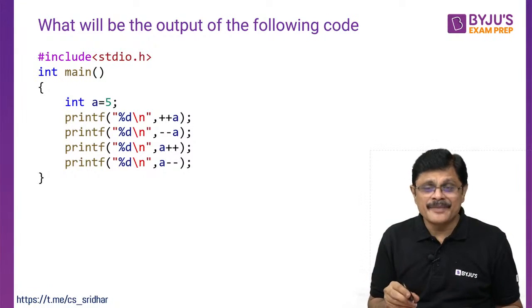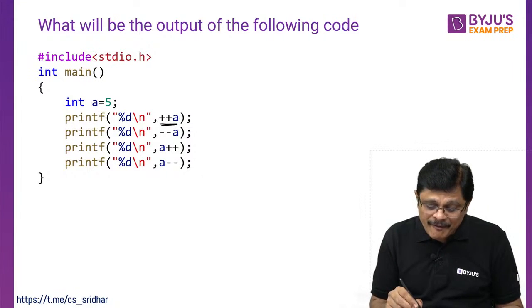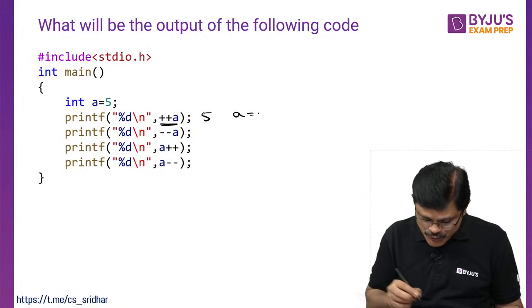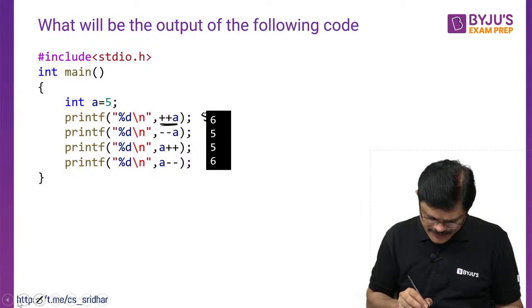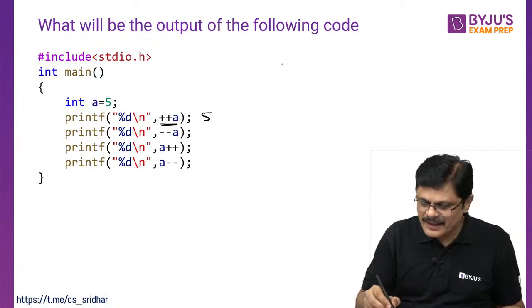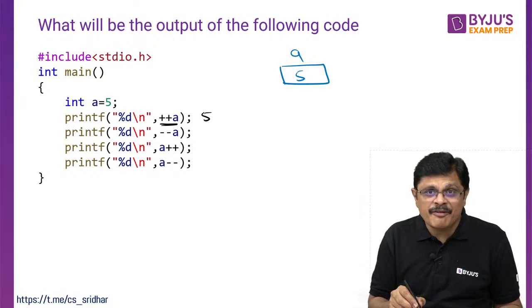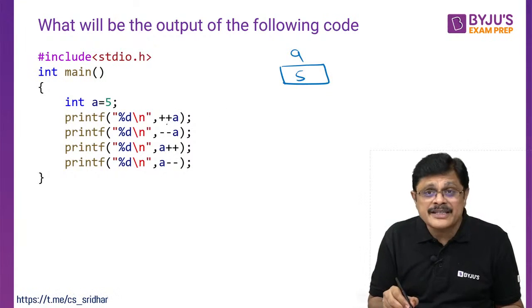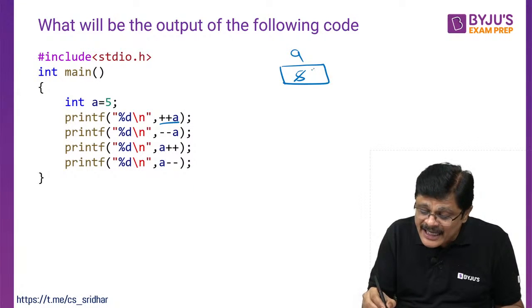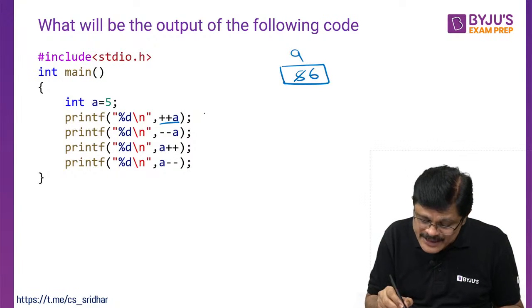Now look here. Here, first the value of a is used. So what is the value of a? 5. 5 gets printed, then a increments to 6. Sorry, I am very sorry. Originally a is 5. Here plus plus a means first a is incremented, then it is used, then printed. So what happens? It is printed.